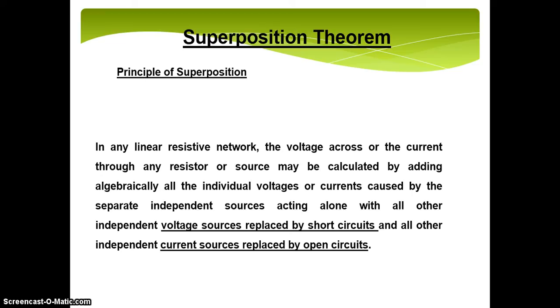If it is a voltage source, the voltage across it should be equal to 0. If it is a current source, the value of current should be equal to 0. So how can you make a voltage source or a current source equal to 0? A voltage source you can make equal to 0 by replacing it with a short circuit. A current source you can make equal to 0, that means current equal to 0, by making it an open circuit.